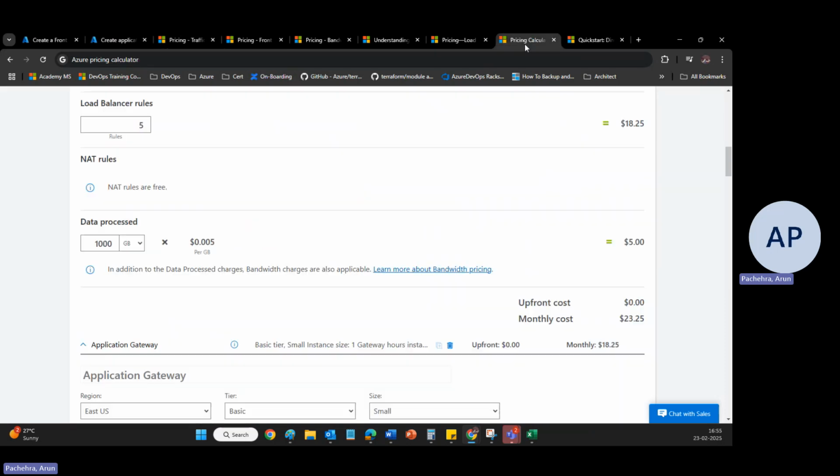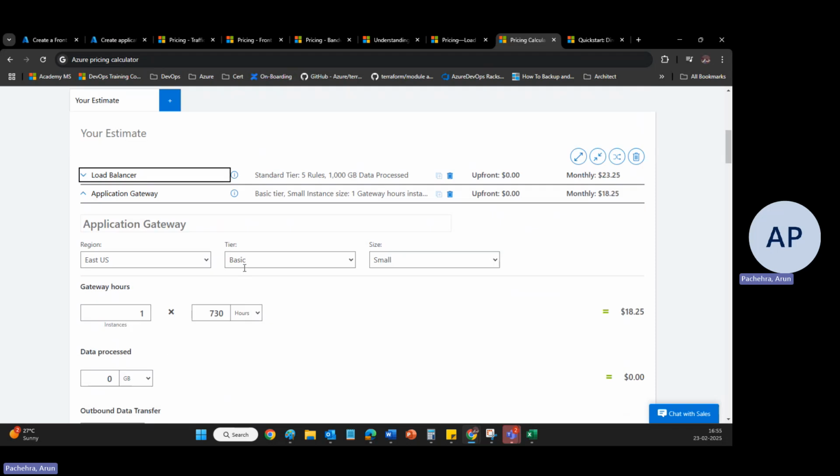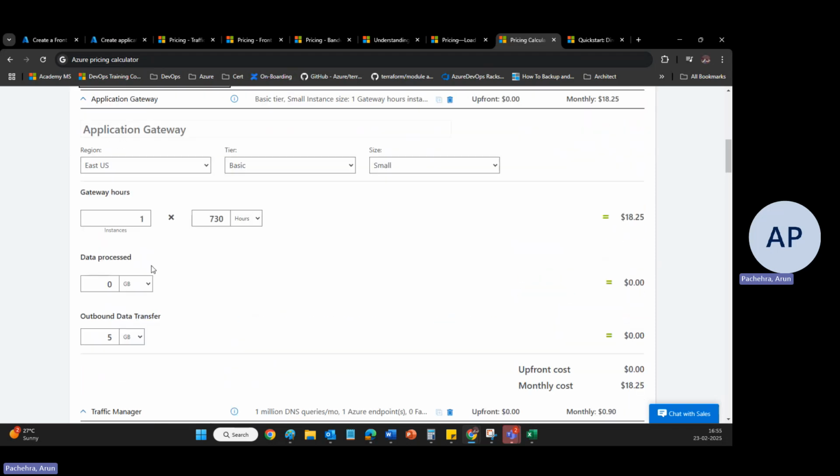If we go to the Azure pricing calculator, this is the application gateway we talked about, data processed 0. Okay, let's try to make it 1000. You see, even data processing on app gateway has a price. You see here, outbound is the common bandwidth thing. The same way it will be charged.